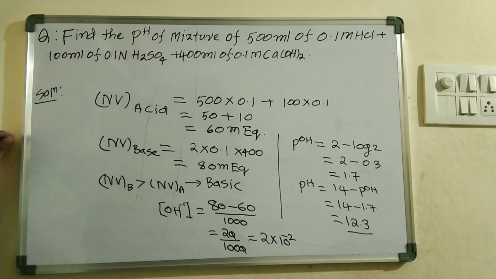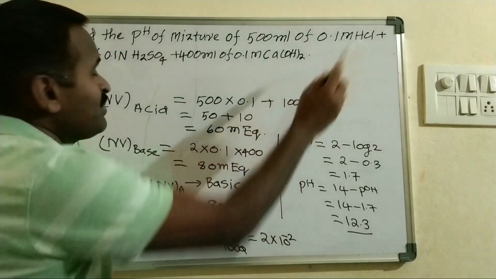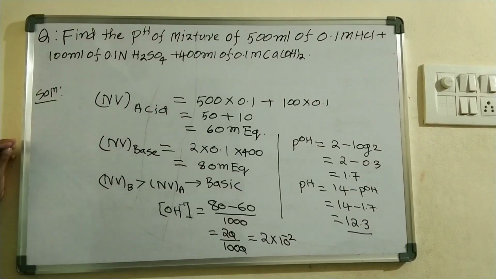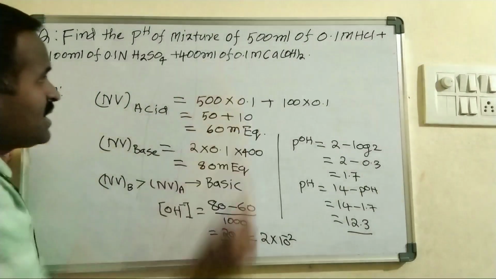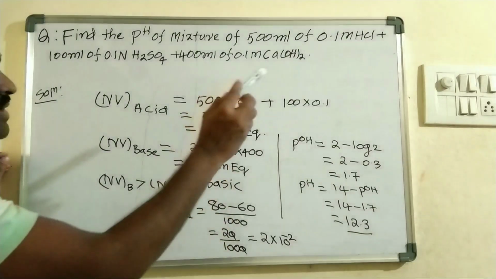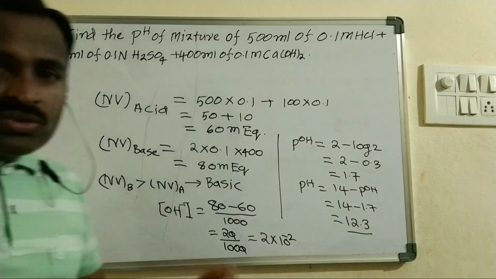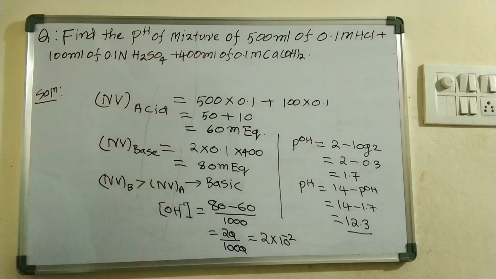Next problem is find the pH of a mixture of 500 ml of 0.1 M HCl and 100 ml of 0.1 M H2SO4 and 400 ml of 0.1 M calcium hydroxide. Here also, HCl and H2SO4 are the acids mixture, and there is a base mixture also, that is 400 ml. In this problem also, find out the NV product of acid and NV product of base. Check which one is dominating. Based on that we'll find out its H plus ion concentration and OH minus ion concentration.